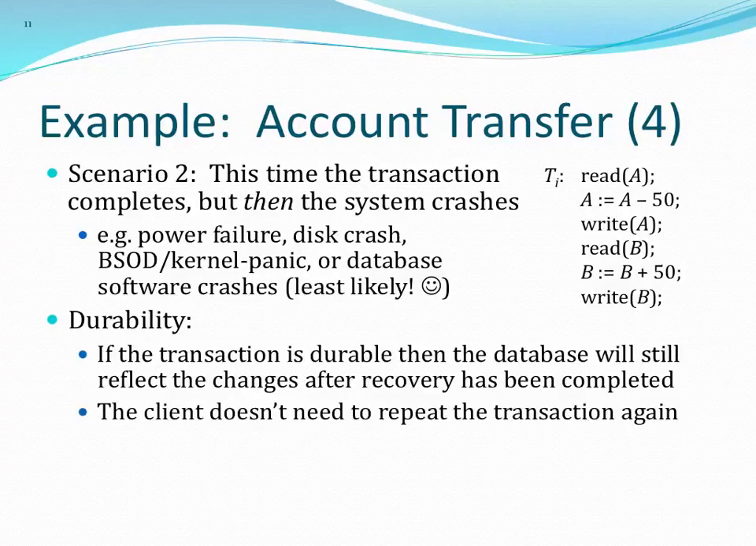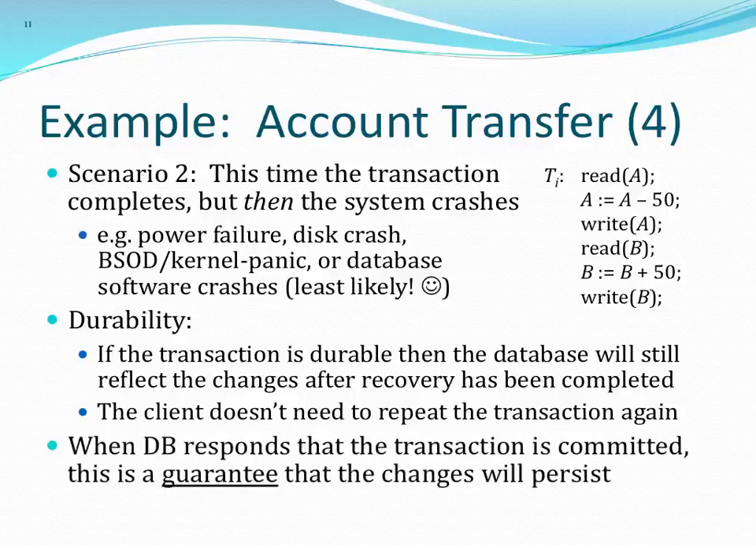If the transaction is durable, the database will still reflect the changes after the crash and recovery from crashing, and the client doesn't have to repeat this operation. Because you can think of a commit as being a guarantee from the database. Yes, everything you did is in there now. And so when you get that commit back, it should mean something. A good transaction processing system will issue commits that are actually trustworthy and meaningful. This is basically what I just said.